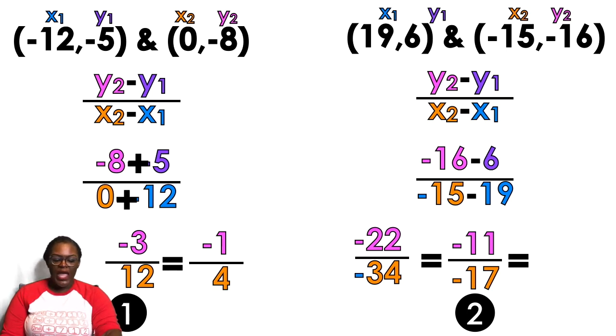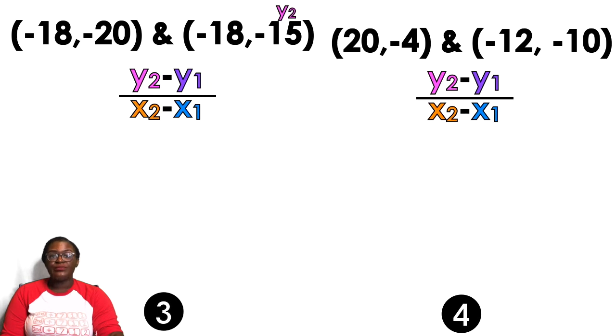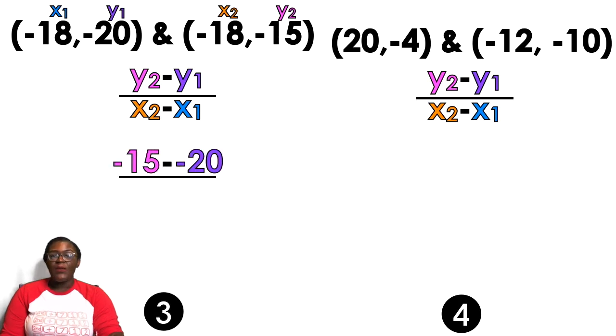All right. So now we're going to go ahead and do example 3 and 4. We're going to label. Okay. So we're going to label Y2. It's negative 15, Y1, negative 20, X2, negative 18, X1 is negative 18. I'm gonna get negative 15 minus negative 20. I'm gonna get negative 18 minus negative 18.